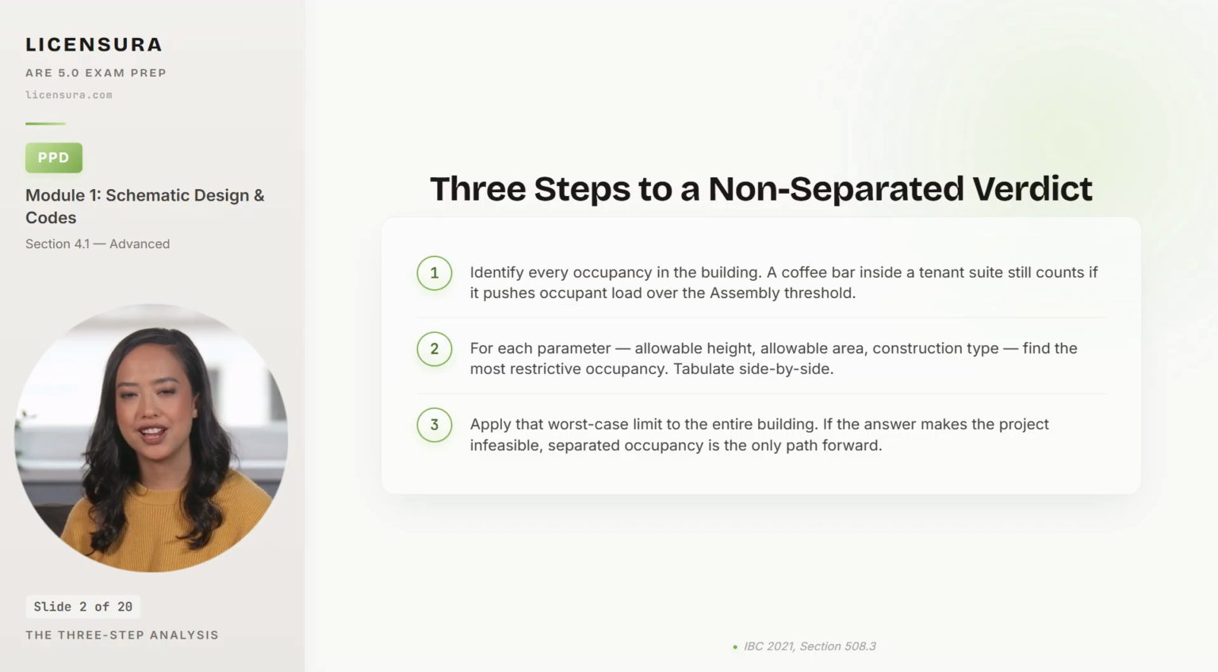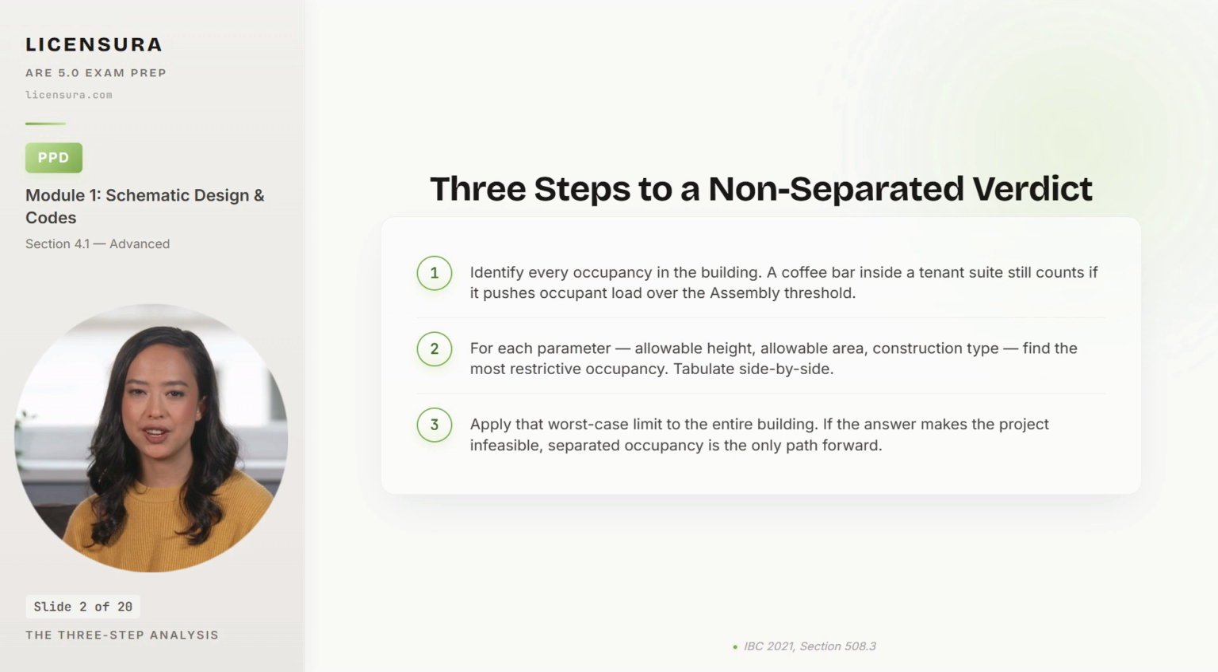Step 1 is identification, and it is where lazy analysis fails. Every occupancy in the building counts, even the small ones. A coffee bar inside an office suite still classifies as assembly if the occupant load pushes past the assembly threshold. A storage room with combustibles still classifies as S1. Mistag any space, and the rest of the analysis is wrong, and the inspector finds the error before you do.